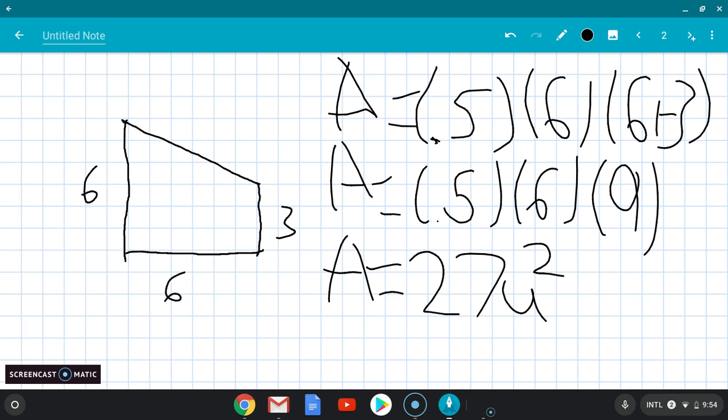So hopefully that gives you guys a good idea of how to go about finding the area of a trapezoid when you're just given the trapezoid on a grid. Okay, you're just going to have to count to find your side lengths.